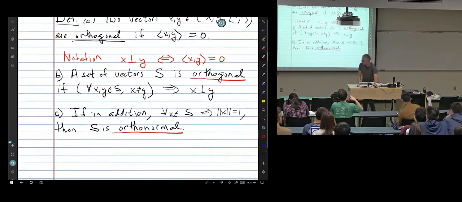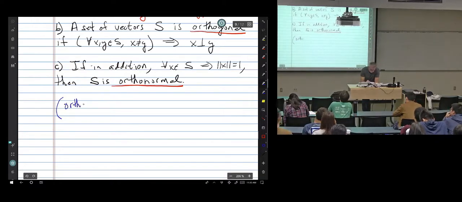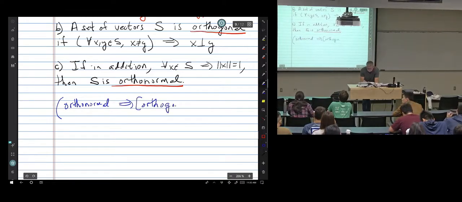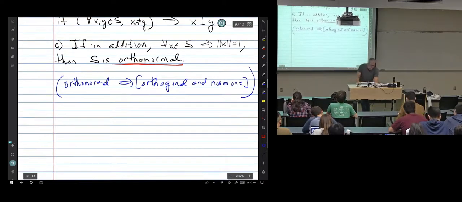So S being orthonormal means orthogonal and this. So let's, if and only if, orthogonal and norm 1. Okay? Very clear now, okay?